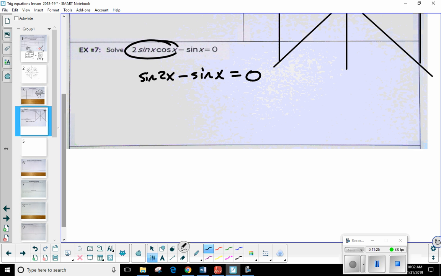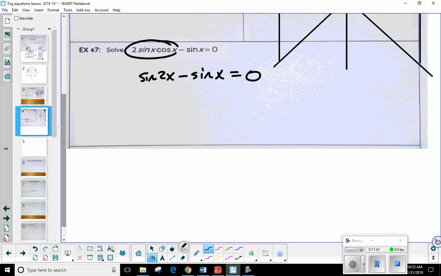Now we have everything in terms of sine. Could I go ahead and combine those? Why not? There you go. One sine of 2x, the other sine of x. So even though I have the same trig function, it doesn't help me out. And I'm still kind of stuck.